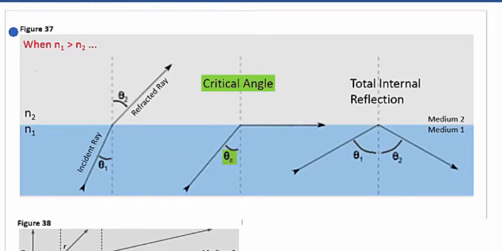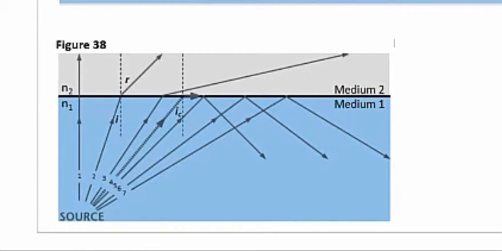Now, if we increase the incident angle past the critical angle, we have what is known as total internal reflection. Meaning, past the critical angle, there is no refracted ray. Furthermore, all the energy from the incident light ray is reflected. Therefore, this light remains inside medium 1. Let's solidify our point with figure 38 once again.